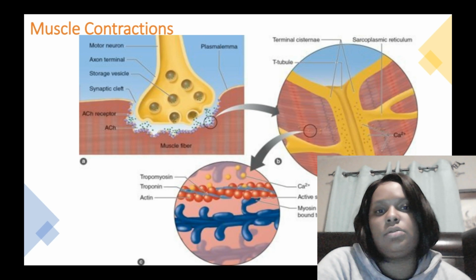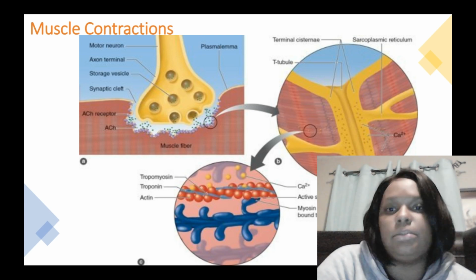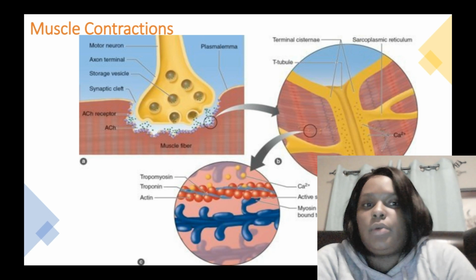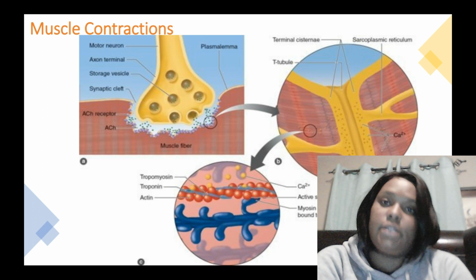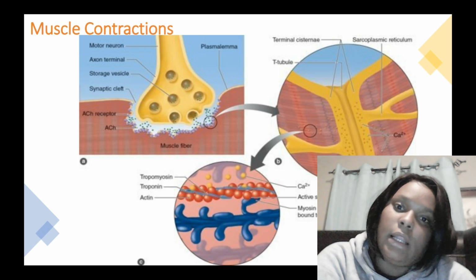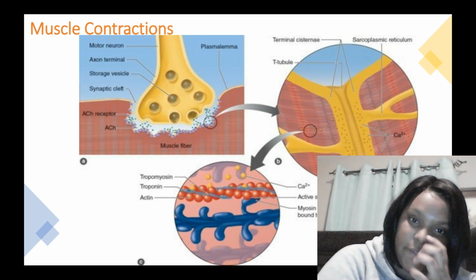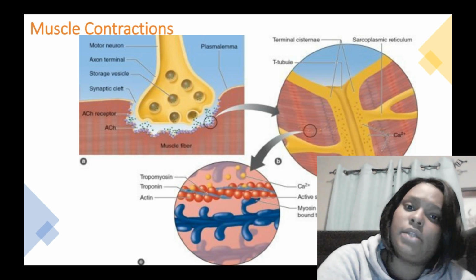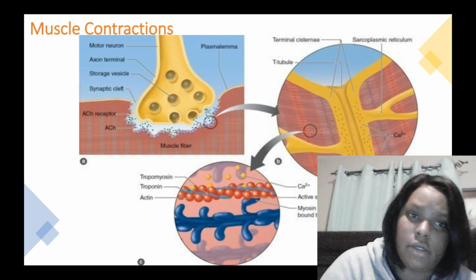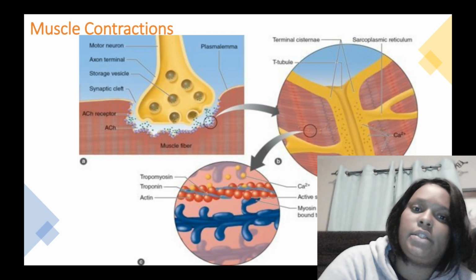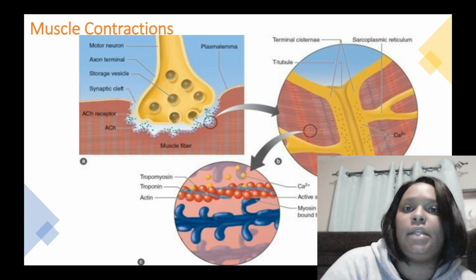So starting with A, the muscle contraction is initiated by a motor neuron impulse or an action potential, and the motor neuron releases acetylcholine, which opens up ion gates in the cell membrane, allowing sodium to enter the cell, which is depolarization. And so, if the cell is sufficiently depolarized, an action potential is generated and a muscle contraction occurs.